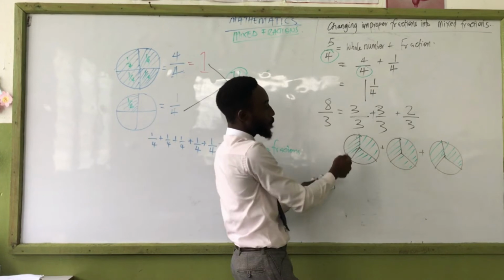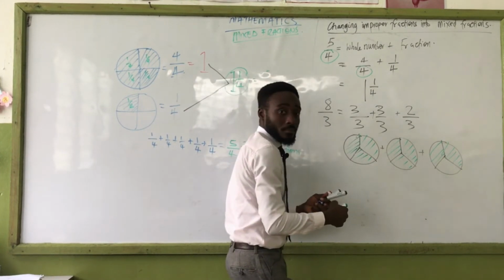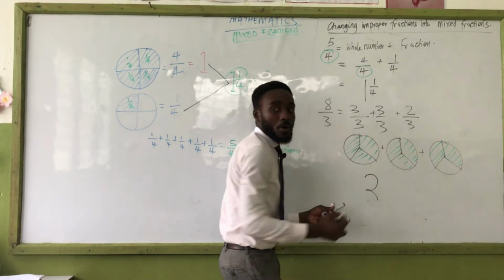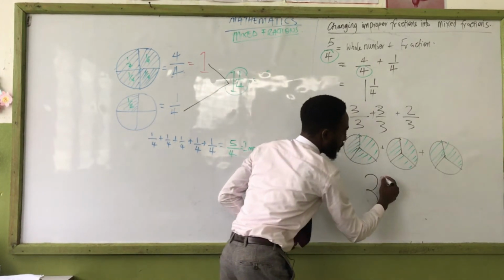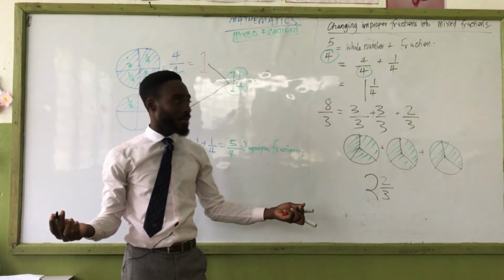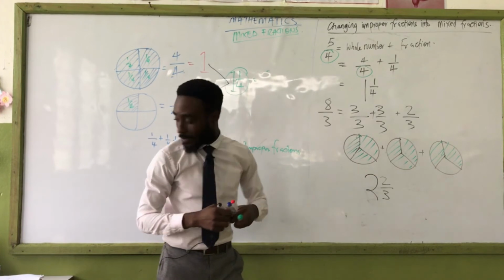So I can also call this mixed. How many whole numbers do we have? 2. So we have 2 whole numbers. The fraction is what? 2 out of 3. Is that okay? Yes, so I have 2 whole numbers, 2 out of 3. All right.